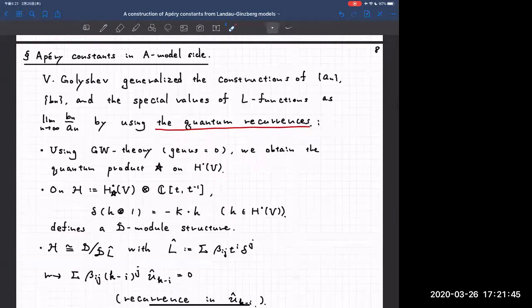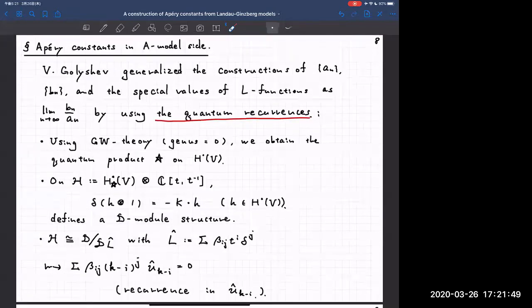We obtain the Apéry constant on the A model side. And honestly, here we need to use a technique coming from quantum cohomology, quantum D-modules, and quantum recurrences. It's a much deeper topic, so I would not be able to talk so precisely, but I will give the idea and introduce the results. Golyshev generalized this construction of such mysterious sequences a_n, b_n, and the special value of L-functions as their limit b_n over a_n, by using the quantum recurrence technique.